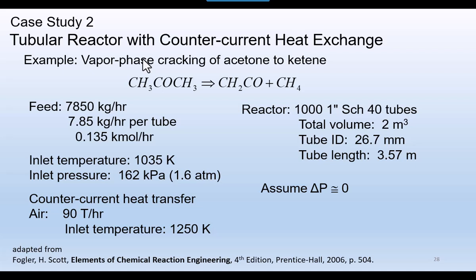The inlet temperature and pressure are given here because we're dealing not with a packed reactor, but empty tubes. For our purposes, we'll assume that the pressure drop is negligible, and we're considering providing the energy in the space around the tubes, in the shell space, by using air with an inlet temperature somewhat higher than the inlet temperature of the acetone. All of this, obviously, is in vapor phase.